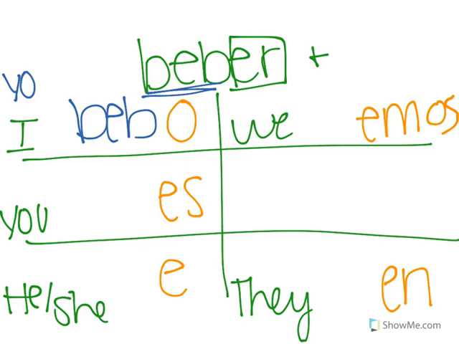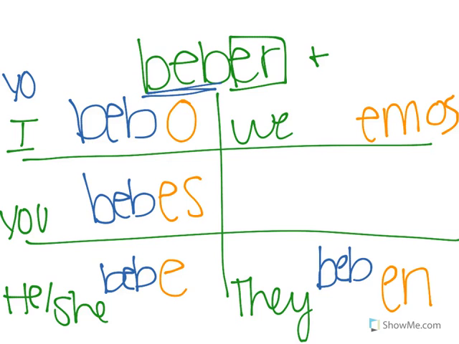Yo means I, and there's a video on these too. Bebes, you drink is bebes. Bebe, beben, and bebemos. Does that make sense to everyone?